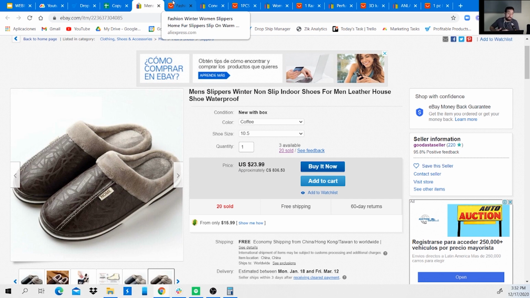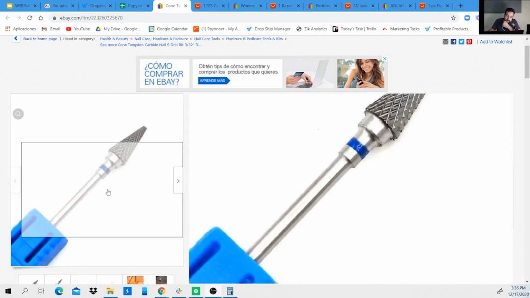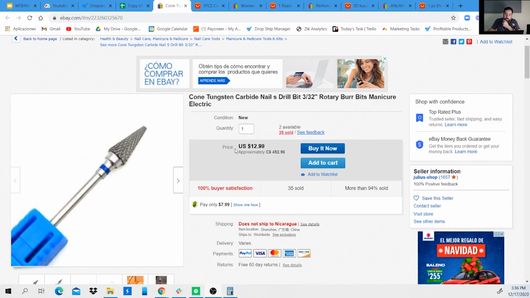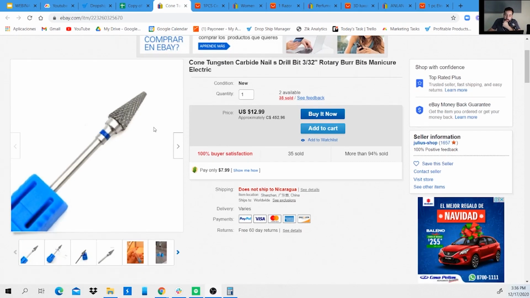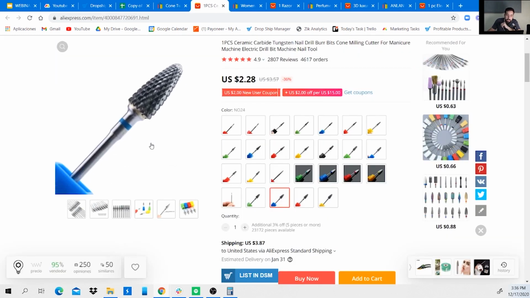But you know what, let me show you a different product now. For the second example or second product, we have this nail drill bit over here. As you guys can see, the final price is $12.99 based on this seller, right? Now if we find this same product on AliExpress, there you have it.